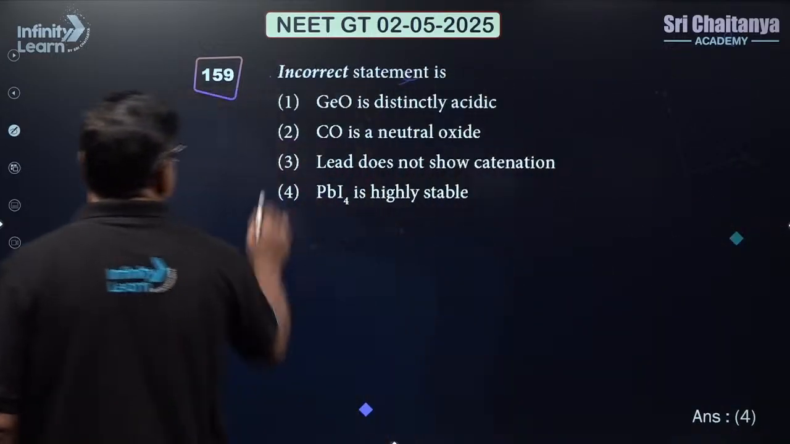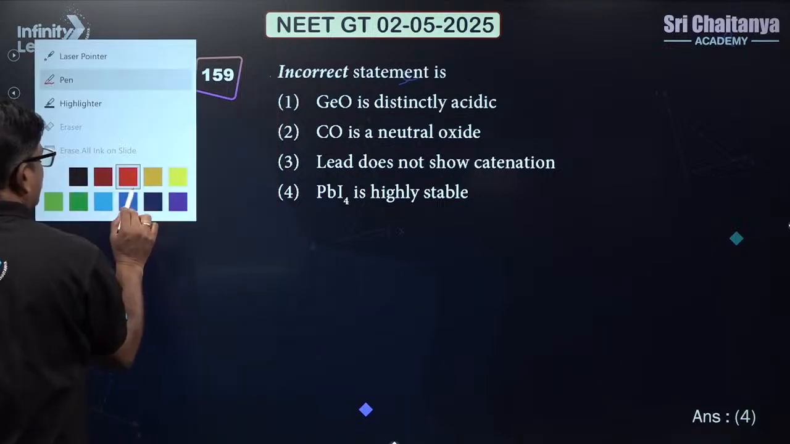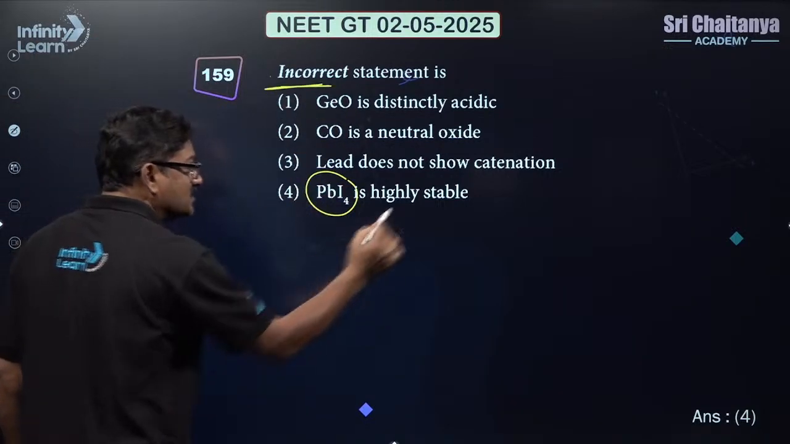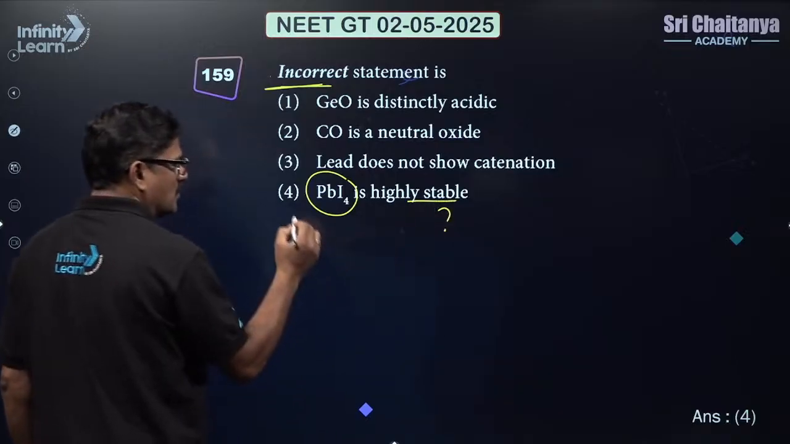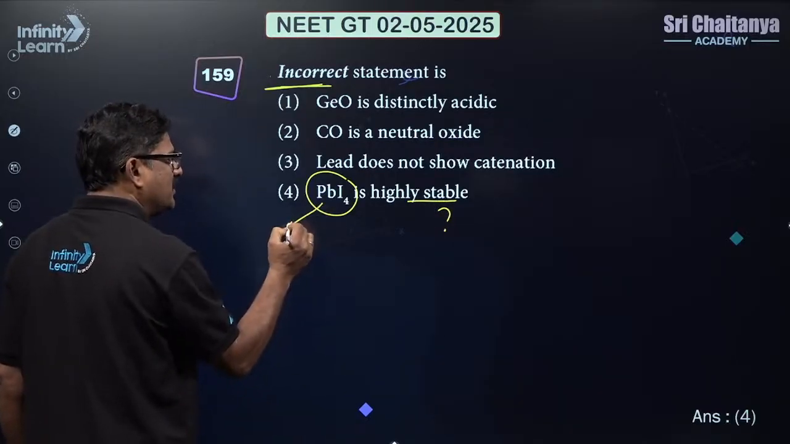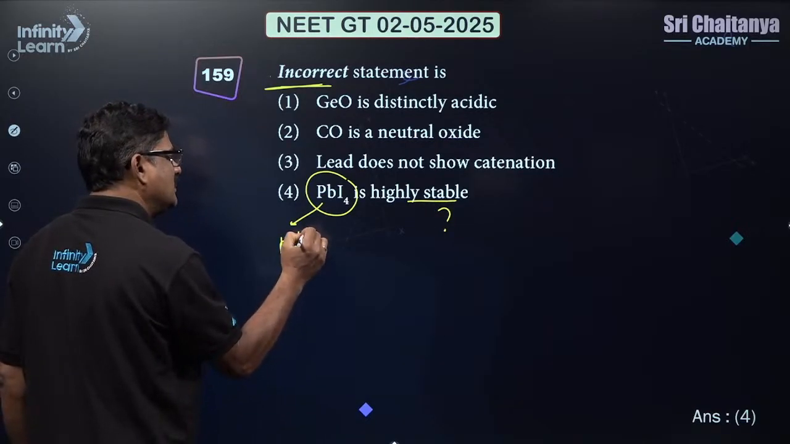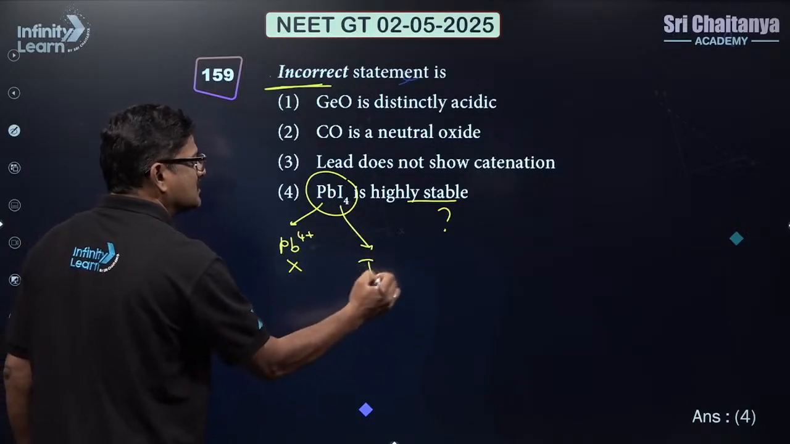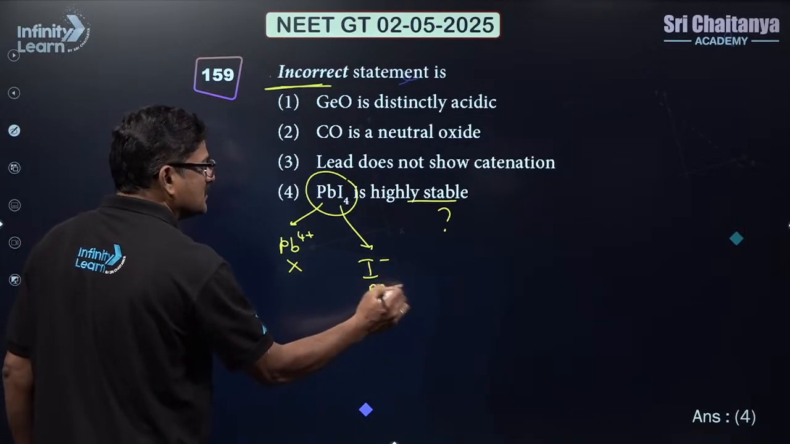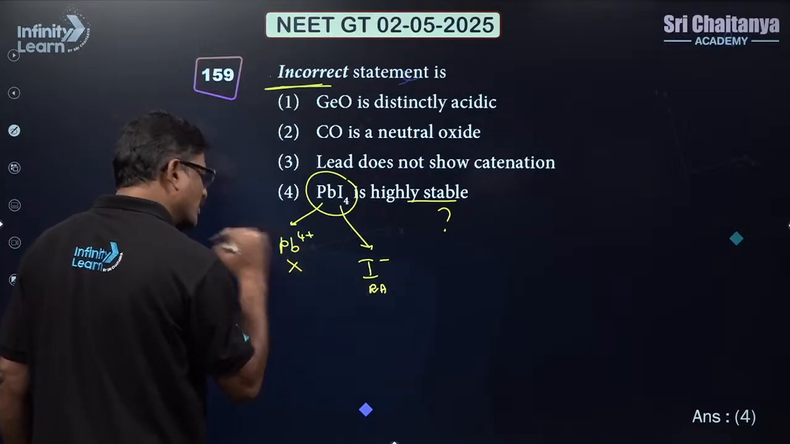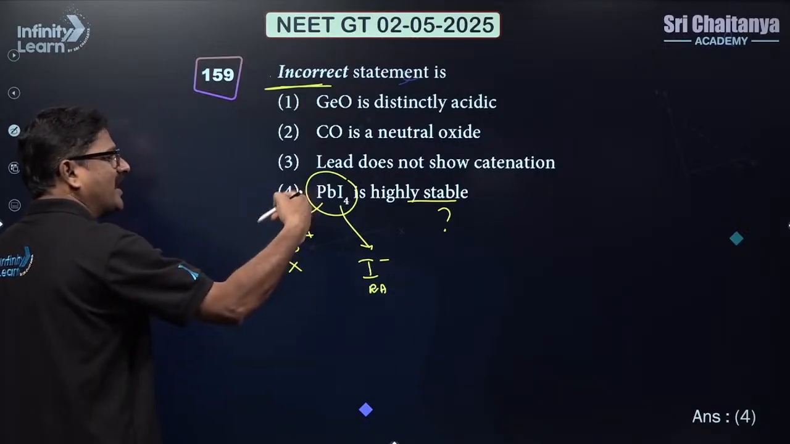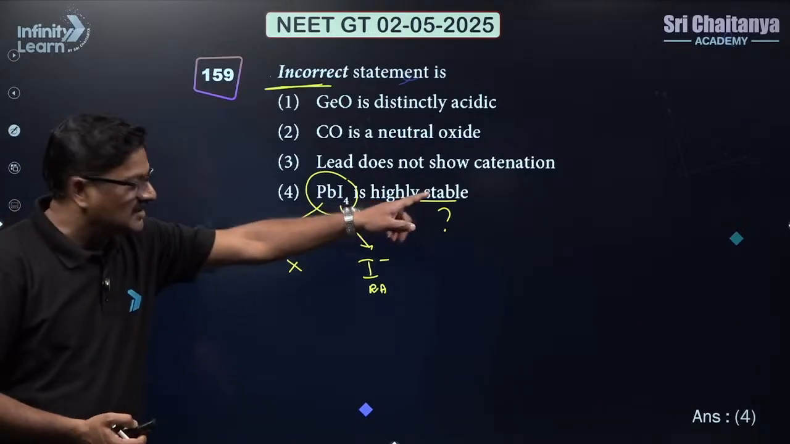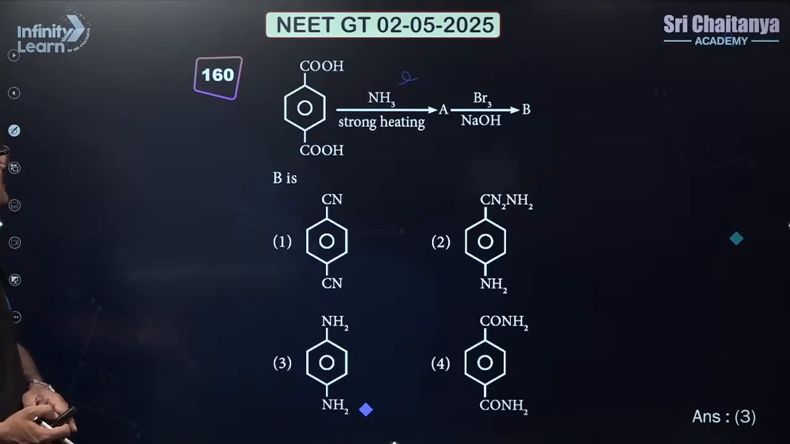And the incorrect statement. Which of the following is the incorrect statement? PbI4 is highly stable. How? Due to the inert pair effect, Pb plus 4 is not stable, and I minus is a strong reducing agent, so it is going to reduce it. These two cannot stay together, so it is not stable. Answer 4 is the correct answer, right?